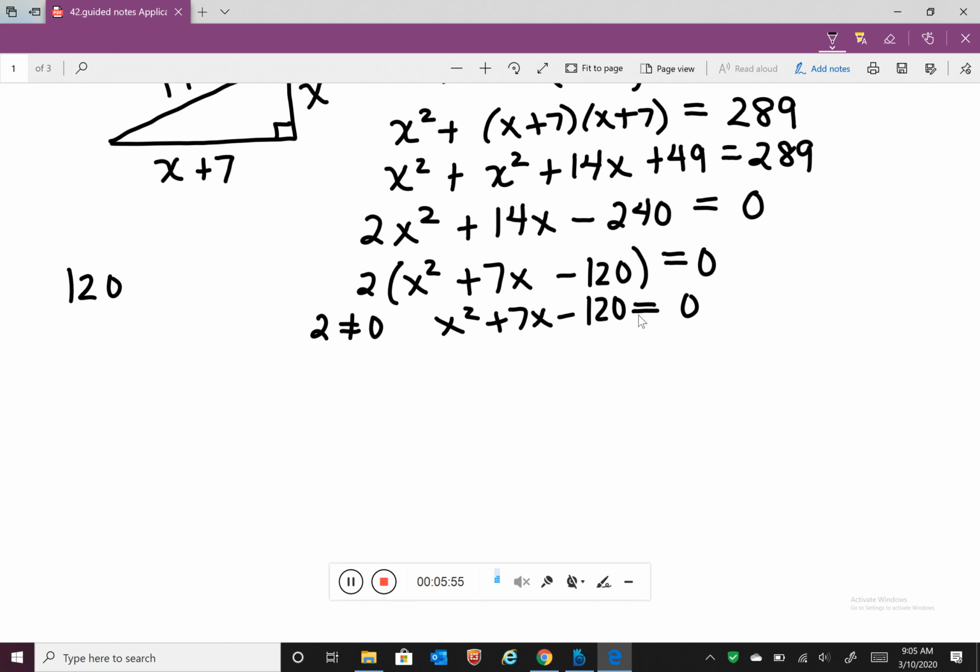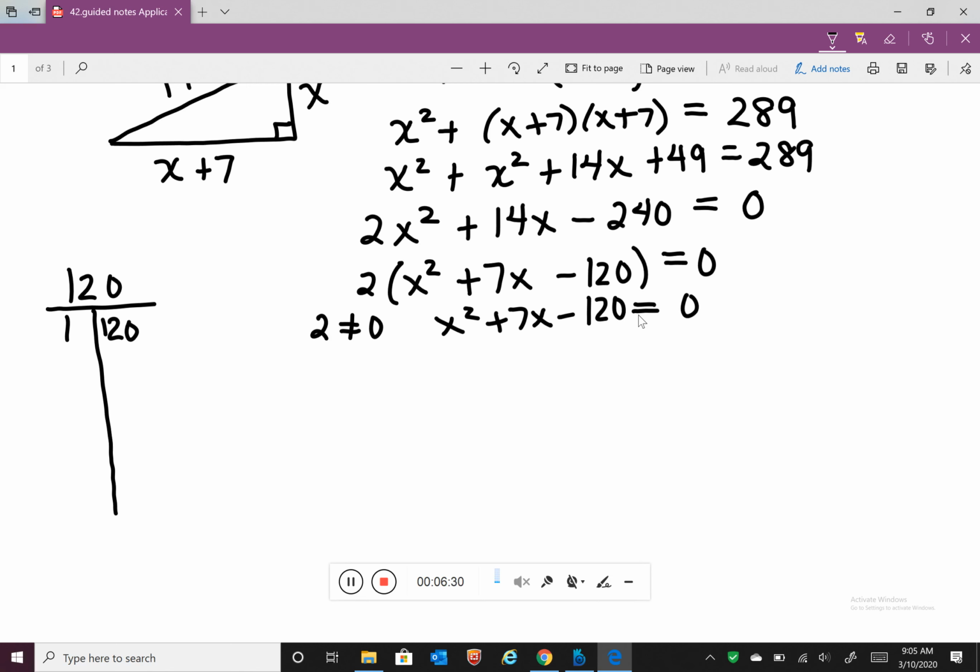And notice that it is minus 120, but it is plus 7x. So if we start thinking about all of the factors of 120, we don't want them to add to be 7. We want them to have a difference of 7 because we have minus 120. One of them is going to have to be positive. One of them is going to have to be negative. Now, if I start very far away, 1 and 120, this has a difference of 119. That's way too far apart.